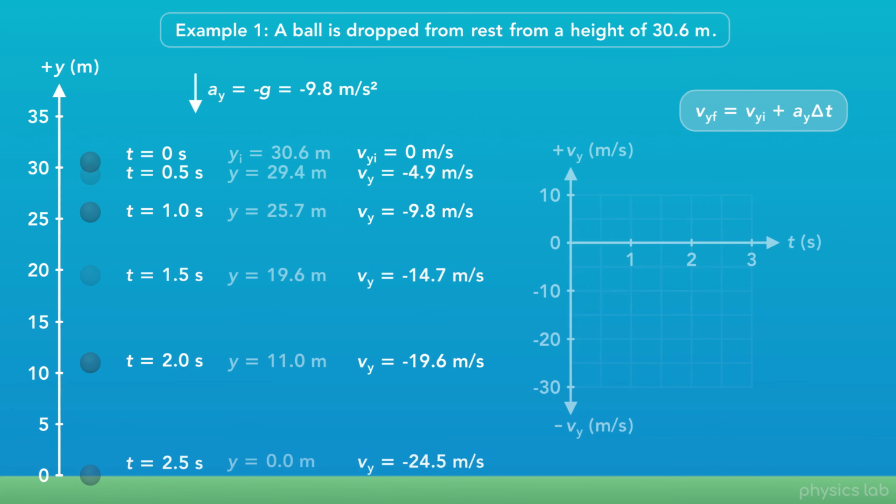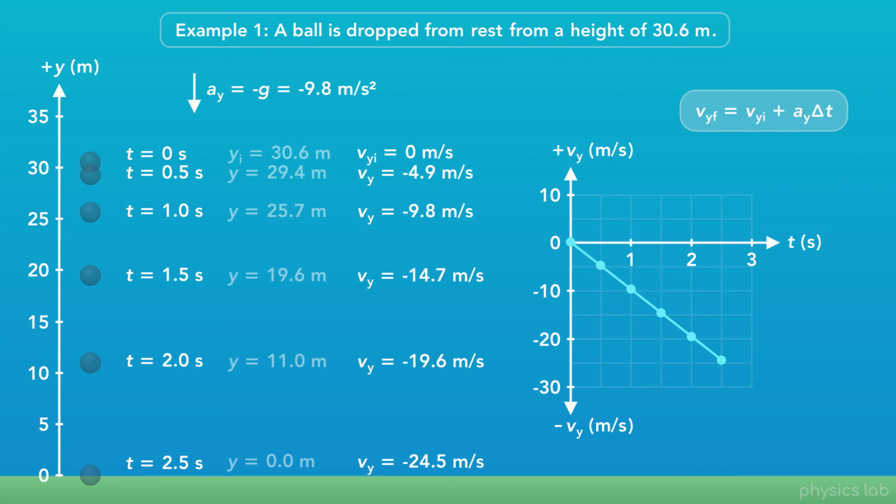Next, what would the velocity graph look like? The horizontal axis is always time, and now the vertical axis is the y velocity in meters per second, with positive values going up and negative values going down. So the vertical axis is not the height, it's the velocity. Let's plot the values that we found. The velocities are negative, so they're below the horizontal axis. If we graph the full curve as the ball falls, it looks like this.